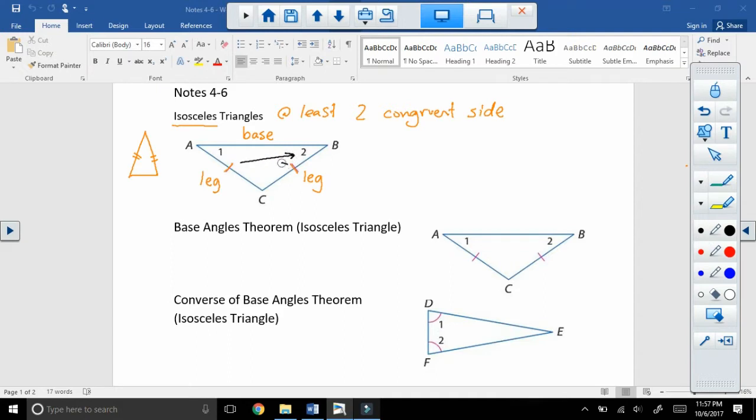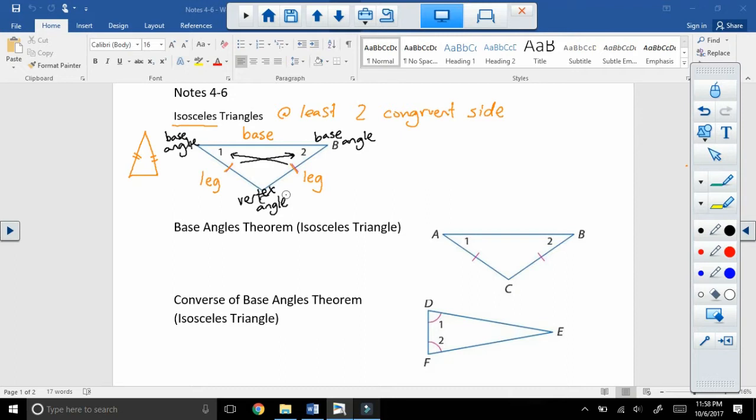There are two angles then that are opposite from those legs. The two angles that are opposite from each leg are called the base angles. And those base angles are the two that are adjacent to, or right along, the base. And then there's one other angle, that third angle, the one between the two legs, is called the vertex angle. So if you see those in problems, you'll know how to describe them.